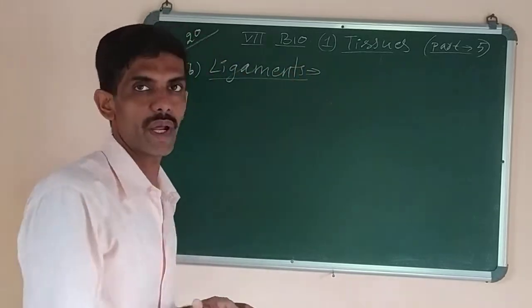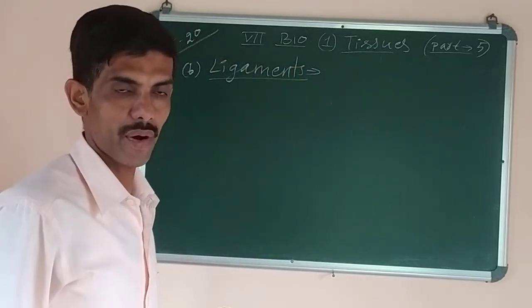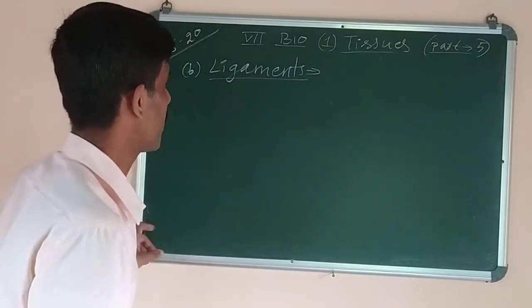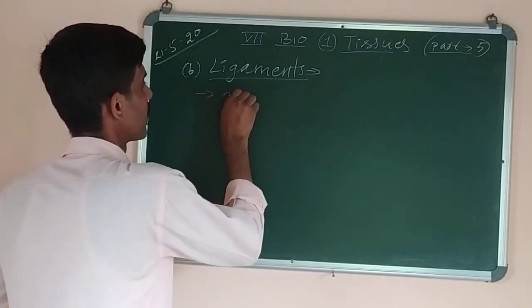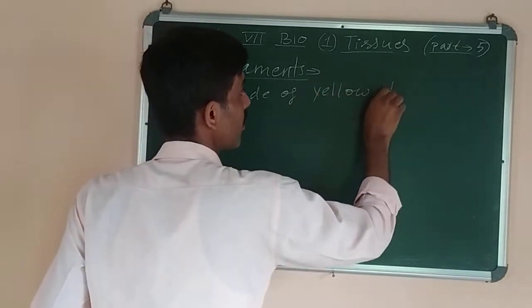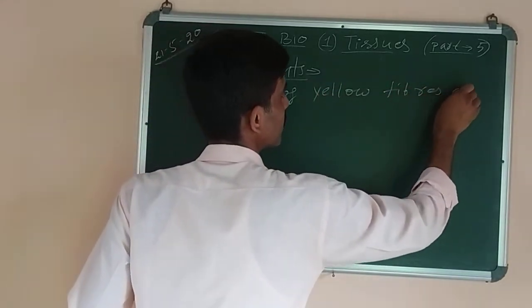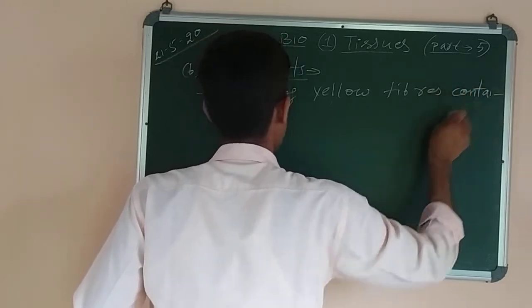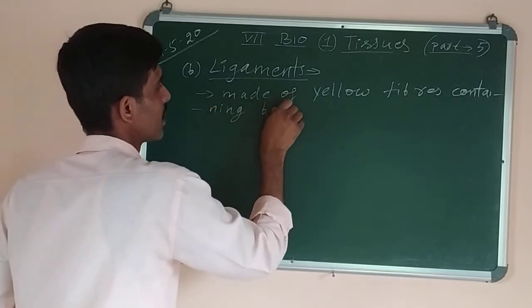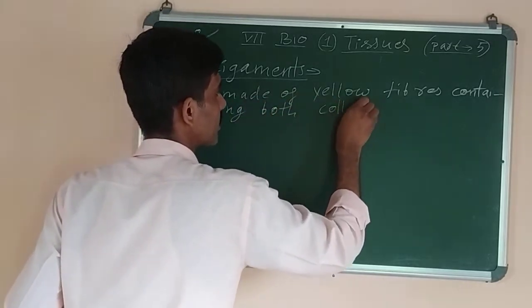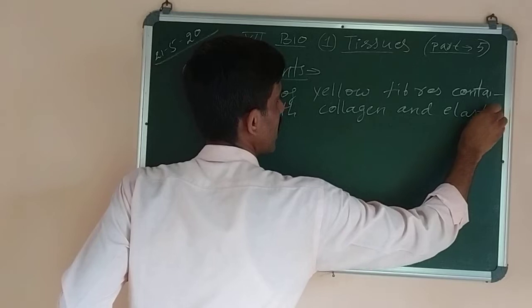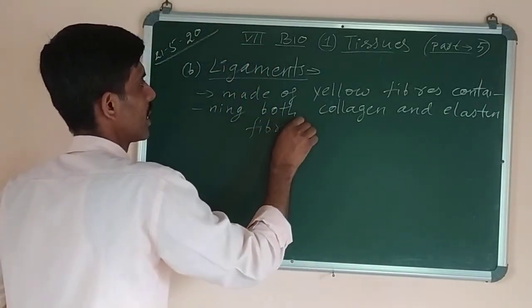What is ligament made up of? The tendon we had done was white. So it is made up of yellow fibers, which contain both collagen and elastin fibers. Both are present in ligaments.